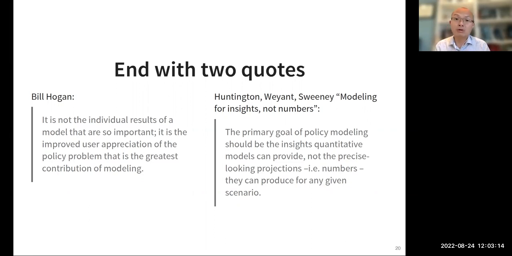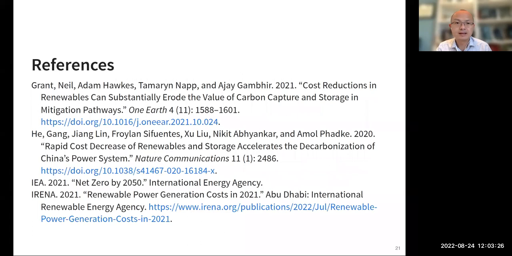So all in all, models can give us a framework to help think and to build consensus. At the same time, we need to be very careful to interpret the results. And those are some references cited in the presentation, and you can always check the full paper if you are interested.